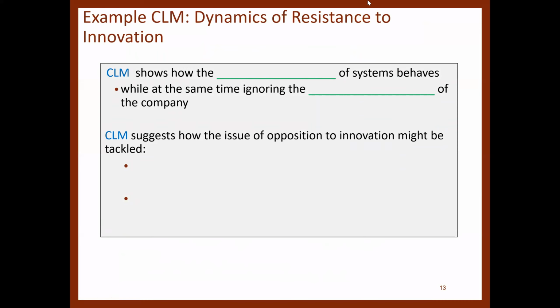So in this slide, what are examples? Causal loop models, dynamic of resistance to innovation. The causal loop model shows how the overall combination of systems behave, but at the same time ignoring the organization structure of the company. So for the dynamics of resistance to innovation, the causal loop model suggests how the issue of opposition to innovation might be tackled.